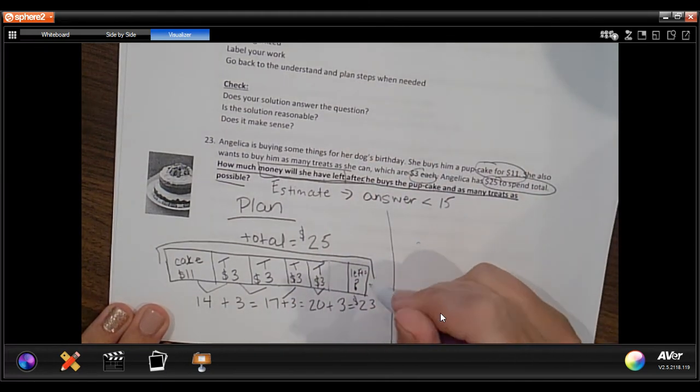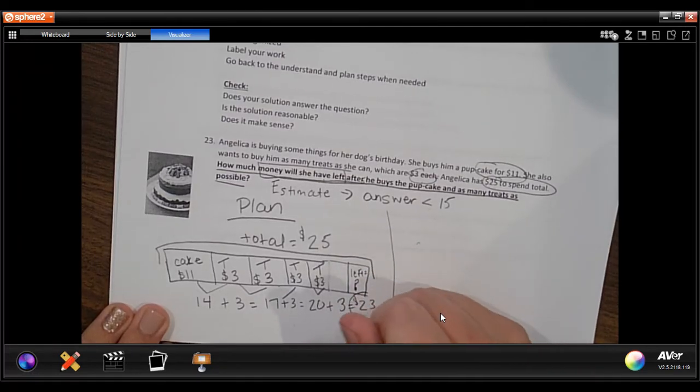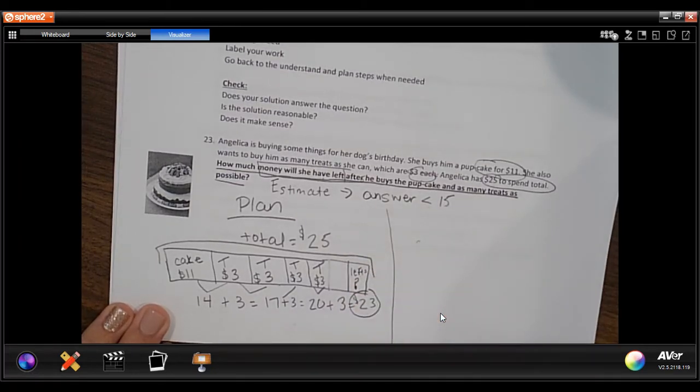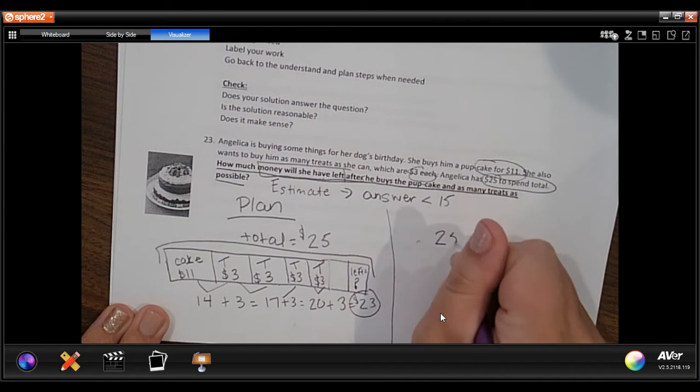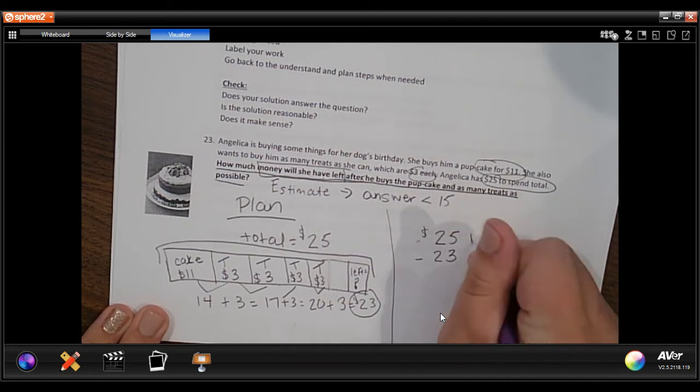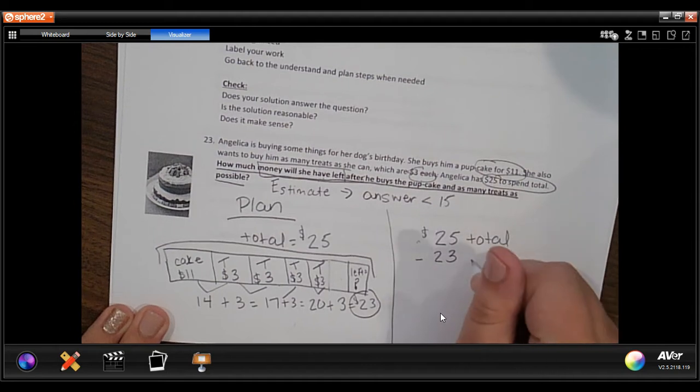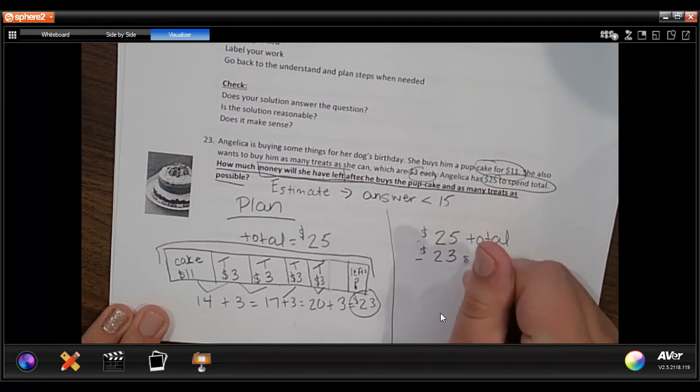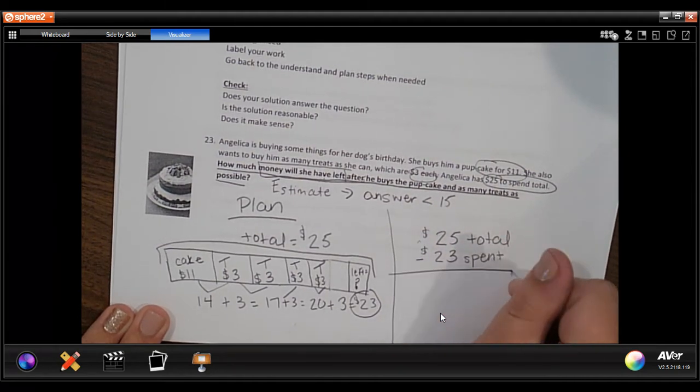So now I need to find out how much money she has left. Now I know she spent $23 total because she got the pupcake and 1, 2, 3, 4 treats. So now we need to figure out how much money she'll have left after that. I'm going to do 25 minus 23. 25 is how much money she has total. 23 is how much she spent. So I'm going to subtract that and have $2.